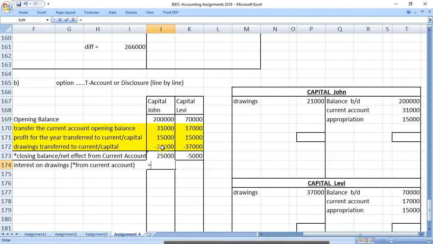So there's the drawings, times it by 5%. There's the one amount, there's the other amount. So what is that going to do to the capital? It's going to decrease the capital. Interest on drawings. If I was doing a T account, I would show interest on drawings on those sides, and I would show that for John, and I would show this for Debbie.